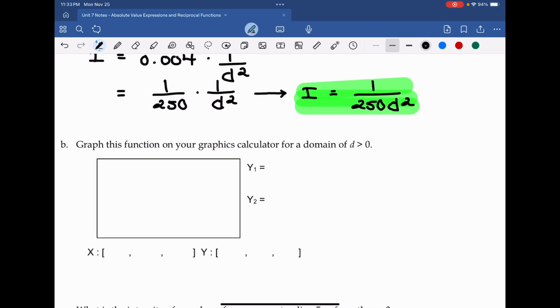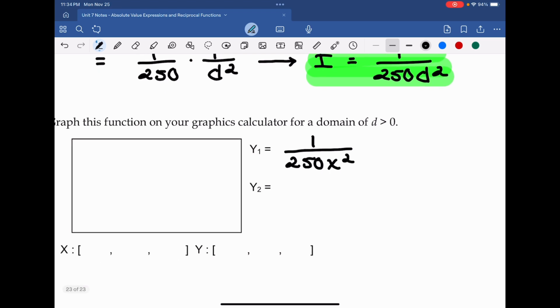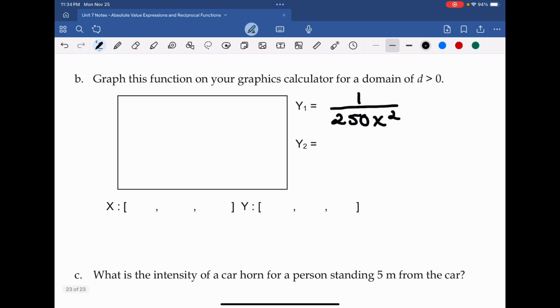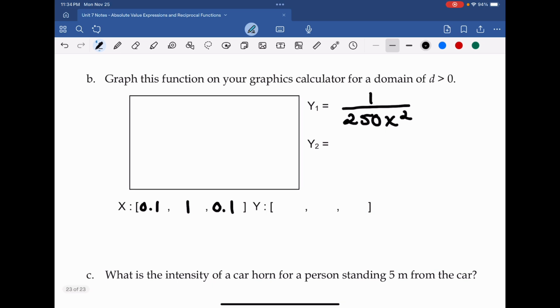Now, let's make sure we plug this into our graphing calculator in the following way. In y1, instead of 1 over 250d squared, you're going to type in 1 over 250x squared. Perfect. And then for our x min, max, and scale, we're going to start our min at 0.1, go to a max of 1, and put our scale to 0.1. We're going to do the exact same thing for y. Actually, no, we're going to go all the way to 0, then up to 1, with a scale of 0.1.